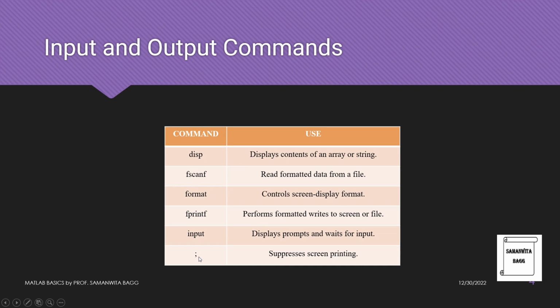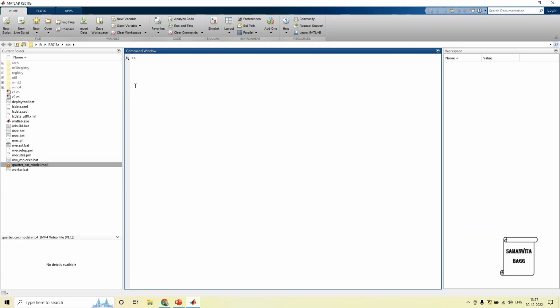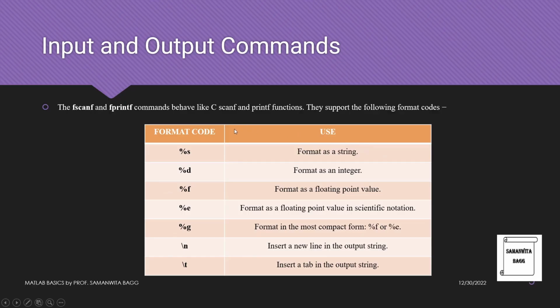And this semicolon is something which we have already used before. It suppresses screen printing. You can check out the video on arrays and matrices. At that time, I have already shown you how to use a semicolon to stop the printing from happening. We don't want to see the value. I'll just show you once again. Suppose if I write A = 10, you can see A = 10 is visible here. Now suppose if I write A = 10 and I put a semicolon, it is not printing the value.